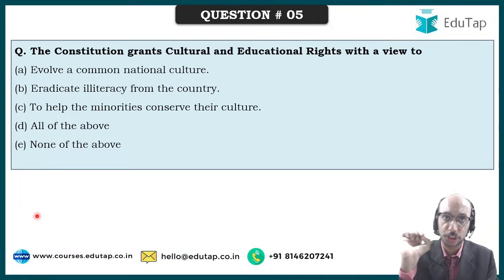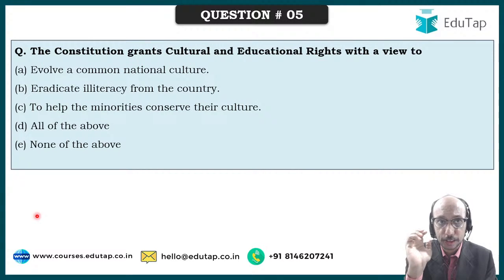Moving ahead to the fifth question. Constitution grants cultural and educational rights. Why does the Constitution grant cultural and educational rights? Because we want to evolve a common national culture? No, there is no such thing as a common national culture. Culture in Mumbai, in Hyderabad, in Kolkata, in Chandigarh, in Delhi, in Ahmedabad, their culture is dramatically different. We cannot even ever hope to establish a common national culture, right? Because there is so much diversity.